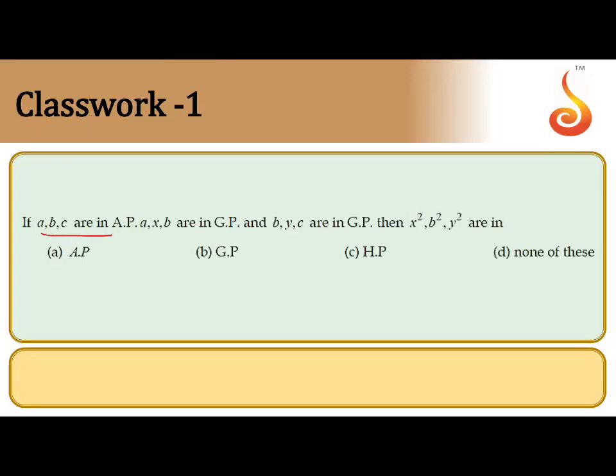So they are given a, b, c are in AP, a, x, b are in GP, b, y, c are in GP. Then what is the value of x square, b square, y square? So let us start with solving the problem.